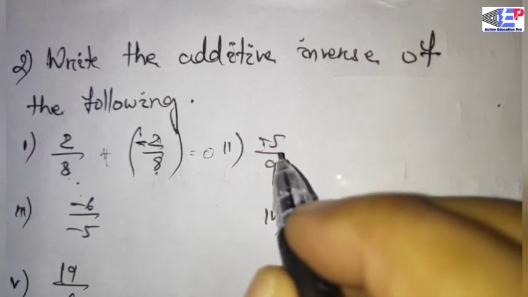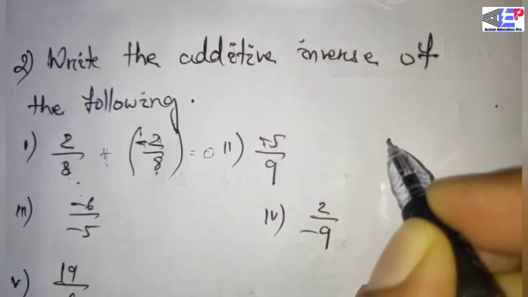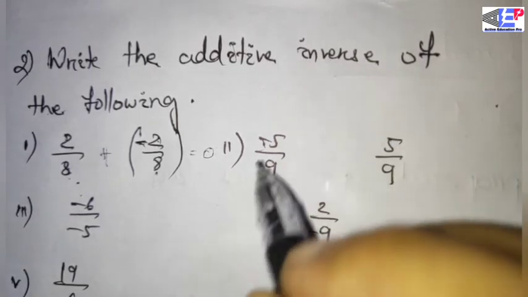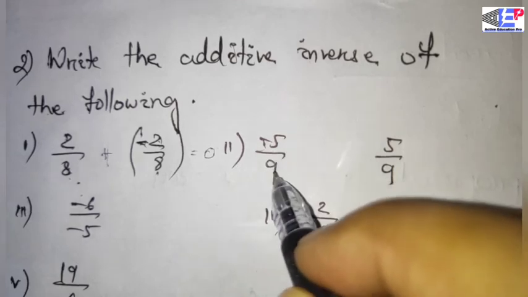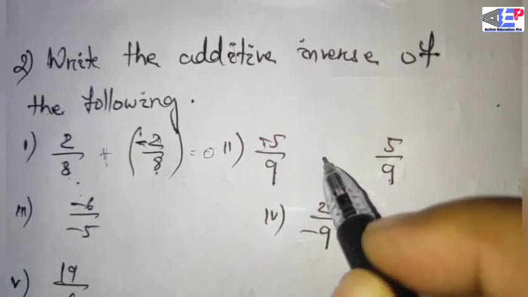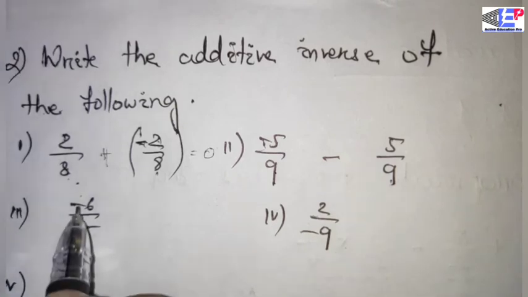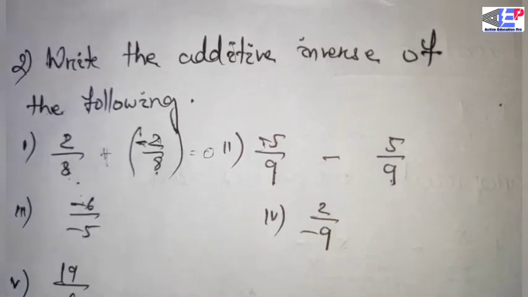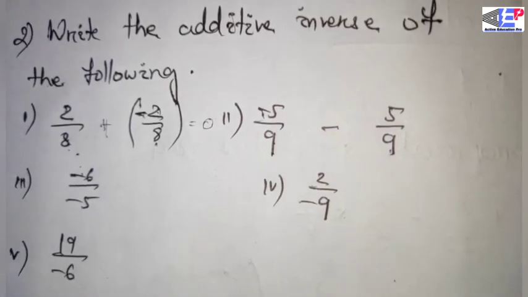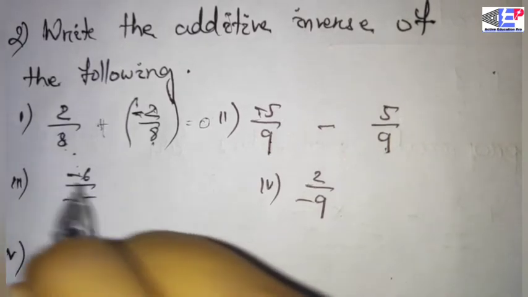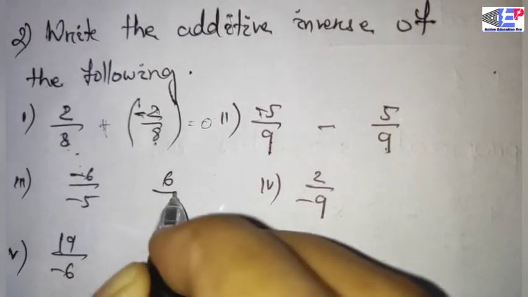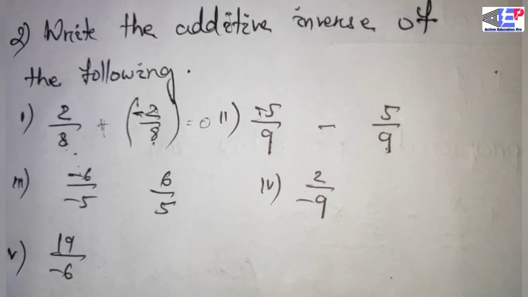For the second number, minus 5 by 9, your answer will be 5 by 9, because minus 5 by 9 is a negative rational number and 5 by 9 is a positive rational number. Next, minus 6 by minus 5. So change the sign: 6 by 5.